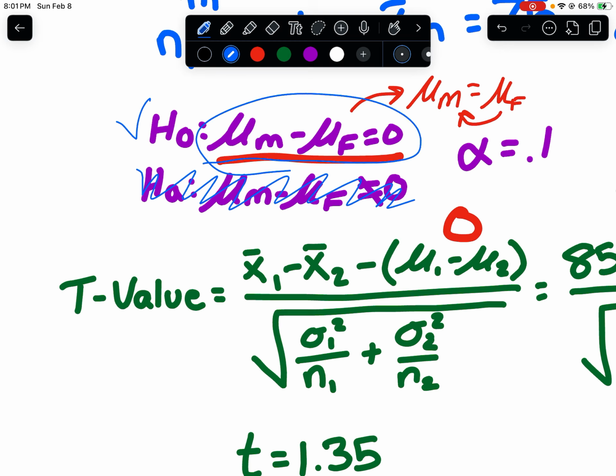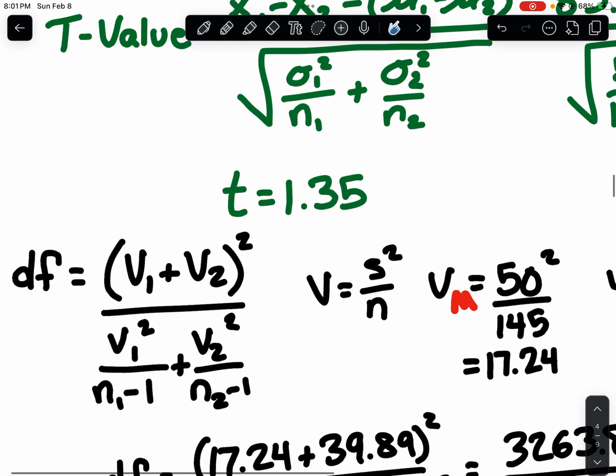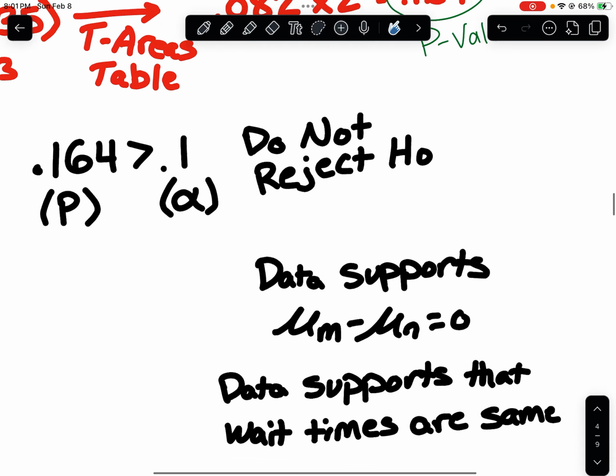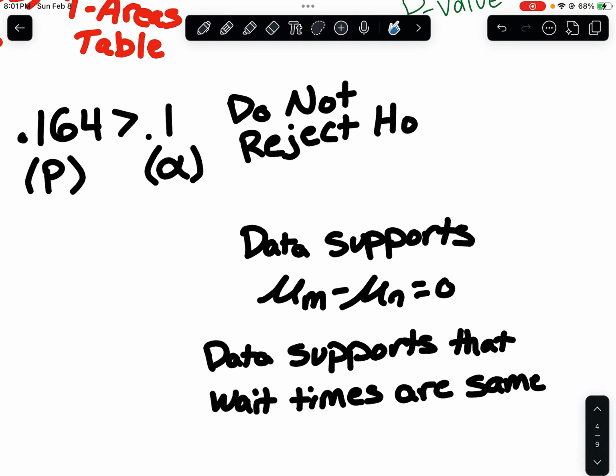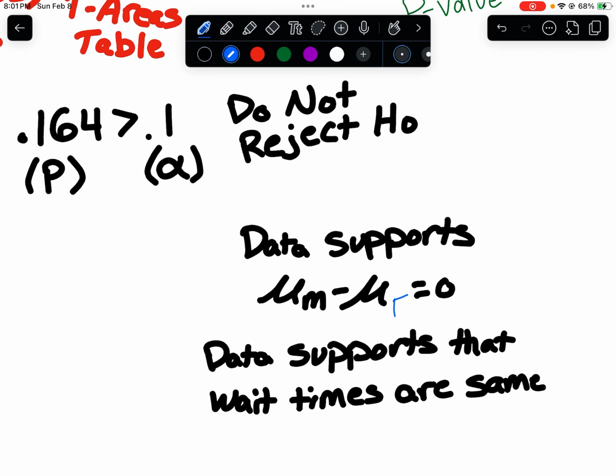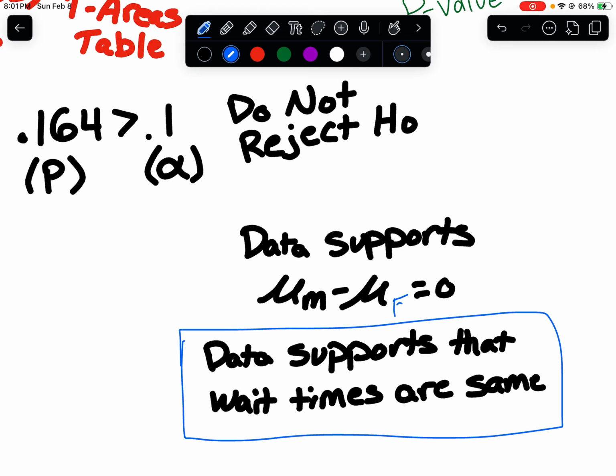So we're saying the data supports this one, which is saying this piece up here, that the wait time for males is the same as females. So we can say the data supports that the average of males minus the average of, I should have said females there, is equal to 0. So we can say the data supports that wait times are the same.